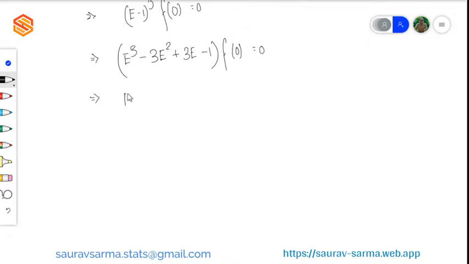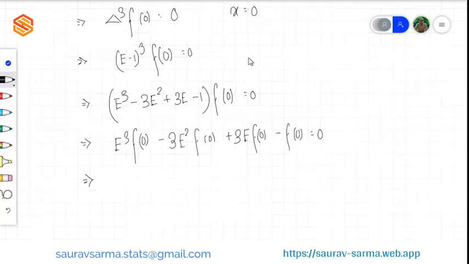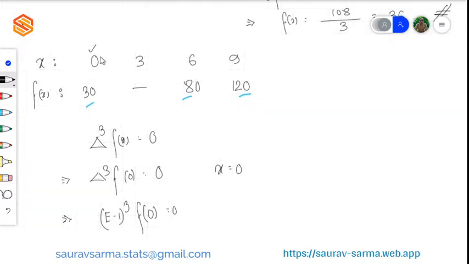This implies E cube f of 0 minus 3 times E square f of 0 plus 3 times E f of 0 minus f of 0 equal to 0. This implies, what you have to keep in mind is that this question is a bit different. Here the difference between each x value is 3, right? That means h is equal to 3.